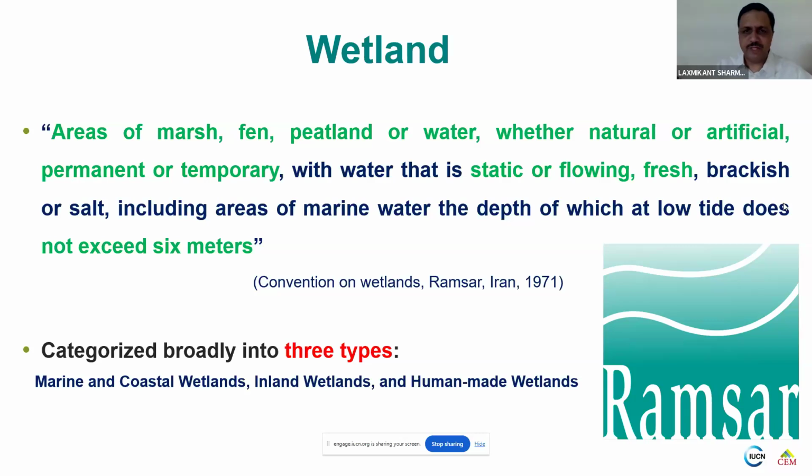On the basis of this, we have taken the majority of water areas as wetlands, but in our research work, we have taken a very specific terminology, which is very, very important. That is inland wetlands, which are particularly most important in terms of teal carbon areas. Wetlands are categorized broadly into three types: marine and coastal wetlands, inland wetlands, and human-made wetlands. These are the three basic types of wetlands.